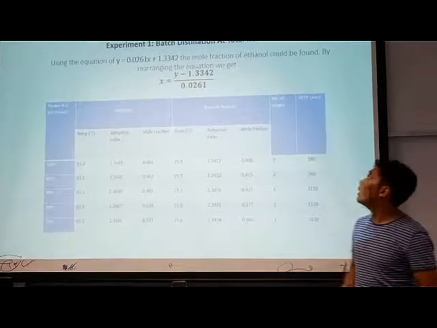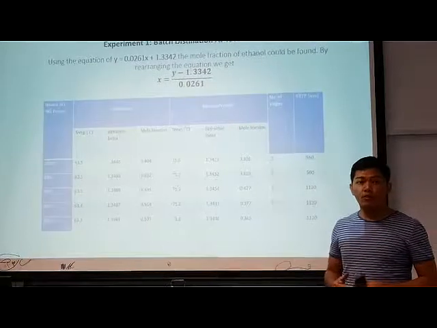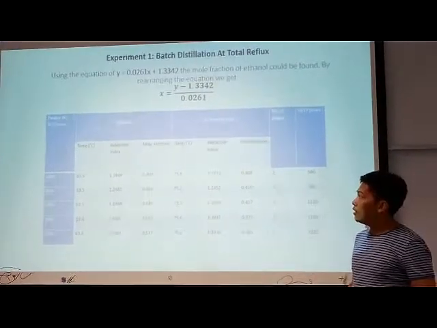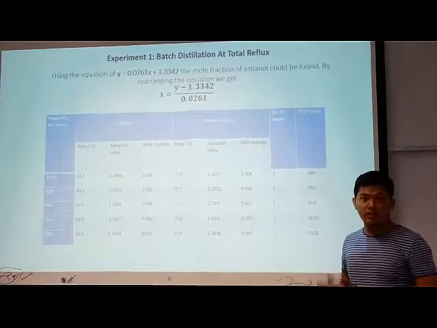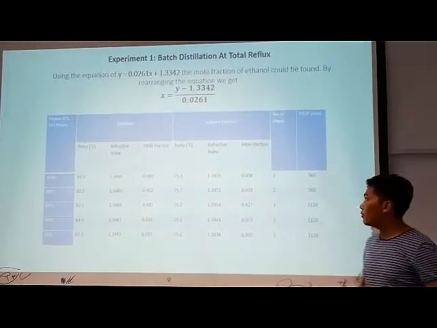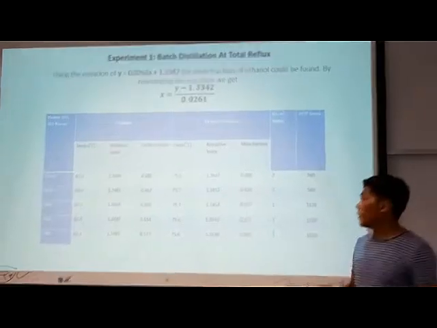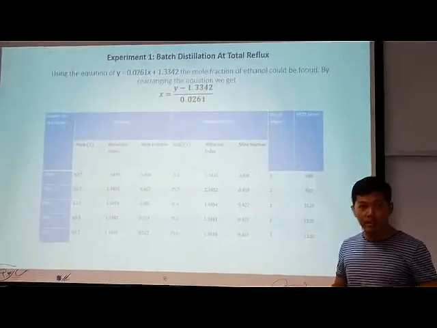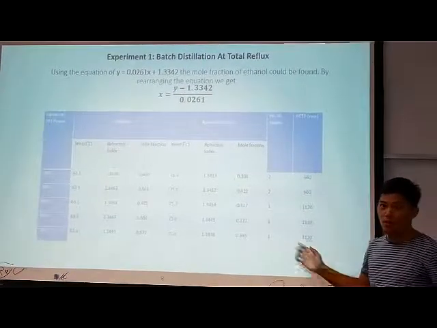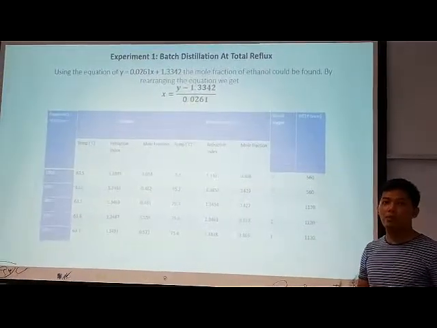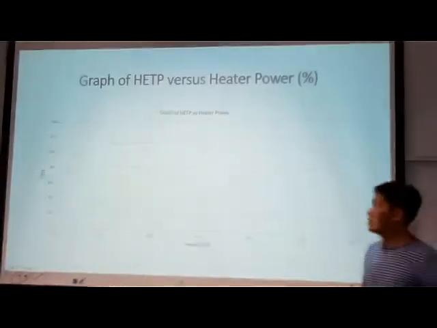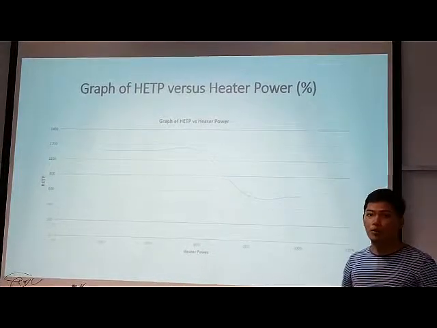For experiment 1, we are doing the batch distillation at total reflux. As we decrease the heater power, the refractive index as well as the mole fraction for the distillate is increasing, but the refractive index and the mole fraction of the bottom product is decreasing. So the number of stages is from 2 to 1, which we can get by doing the McCabe-Thiele method. Moving on to the next slide. This is the graph of the HTP versus heater power.